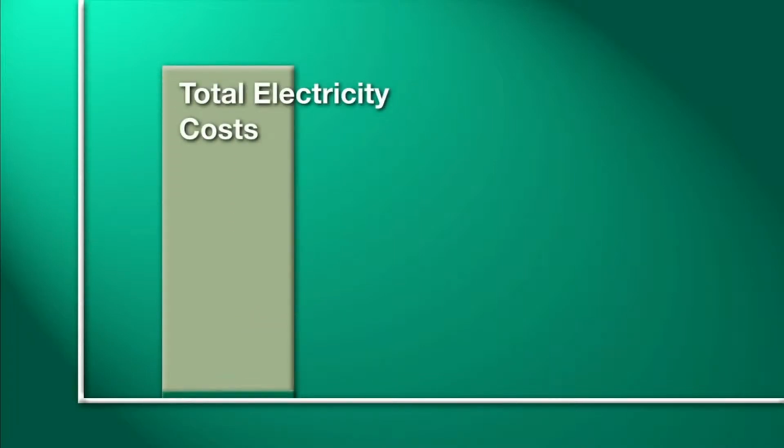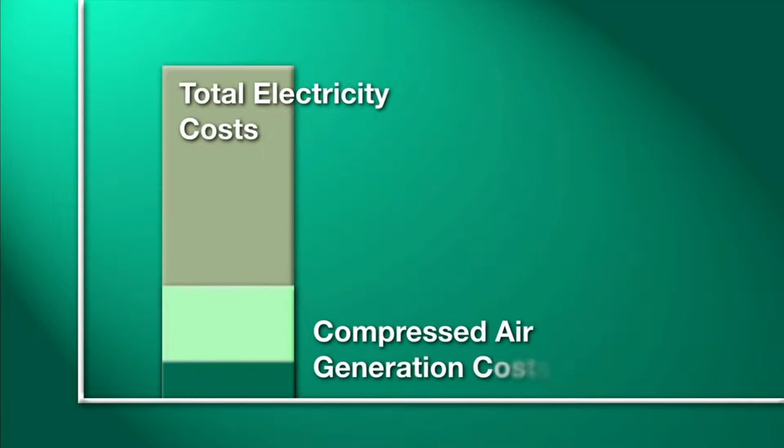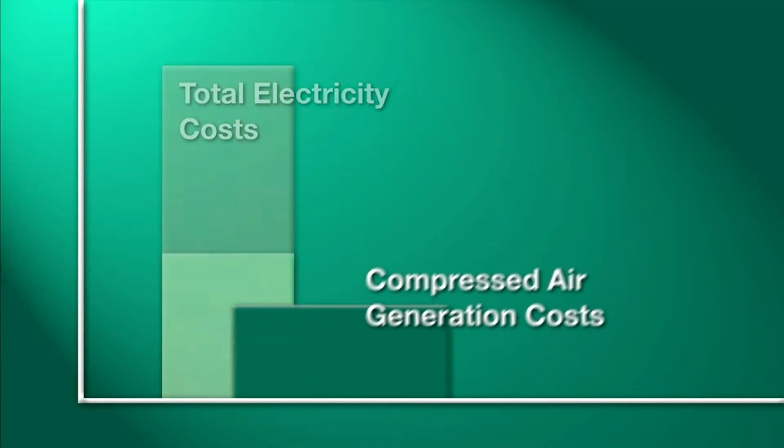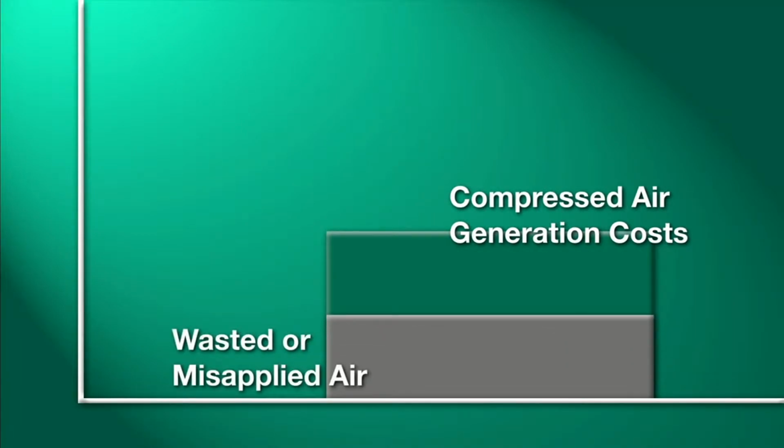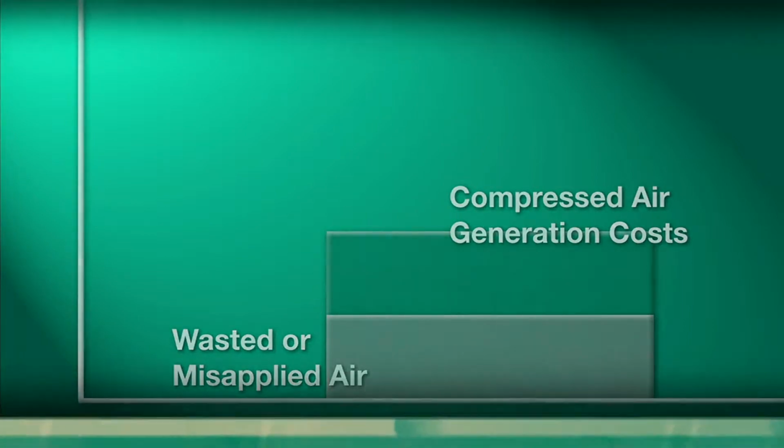In fact, according to the U.S. Department of Energy, in a typical industrial plant, compressed air generation accounts for 10 to 30% of a facility's entire electricity costs, and the average compressed air system wastes or misapplies over 50% of the energy used to compress air.